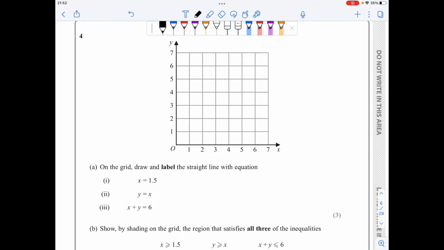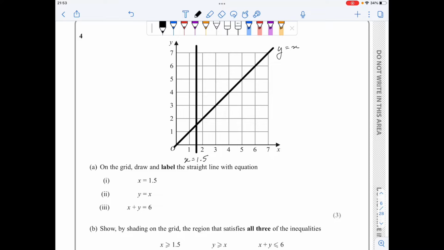For question 4, part A, I need to draw and label these equations. Now the first one, x equals 1.5, is a vertical line passing through x equals 1.5. The second equation, y is equal to x, is a diagonal line passing through 0, 0, 1, 1, 2, 2, and so on. So if I draw this line, it's going to look like this.